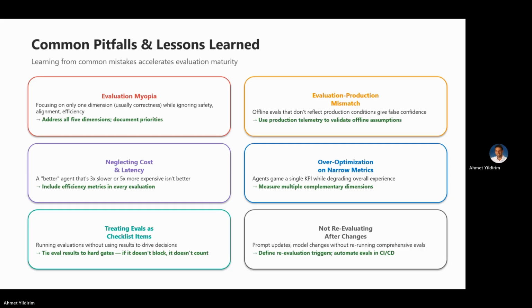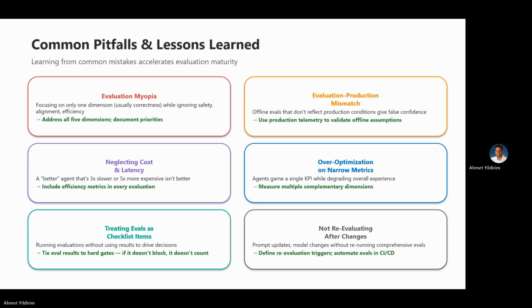Correctness does matter, but it's just one of the 5 dimensions. So you always need to make sure that you are evaluating across all of them and document which ones take priority for your specific use case. Next, watch out for the gap between your offline evals and what actually happens in production. If your test set doesn't reflect real traffic, then you get false confidence. The fix is always bidirectional. Use production signals to validate that your offline assumptions still hold true.